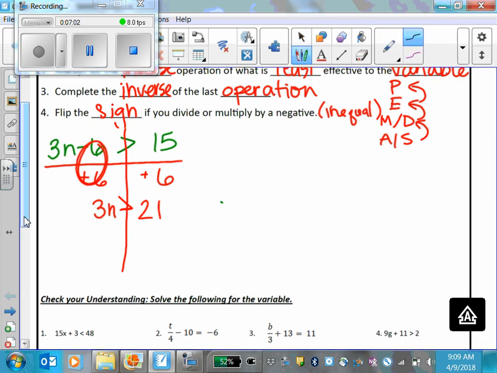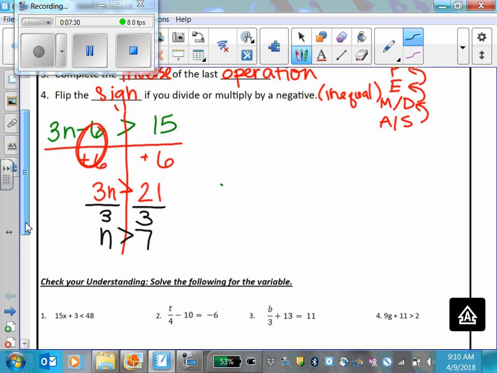Everybody? Divide by 3. Did I divide or multiply by a negative? No, so I leave the sign. I only flip the sign if I divide or multiply by a negative. 21 divided by 3 is 7. So n has to be greater than 7. You only flip it if you multiplied or divided by a negative. We did it. Everybody with me?